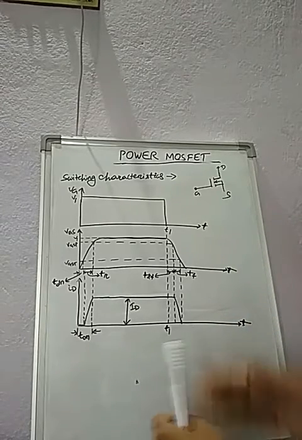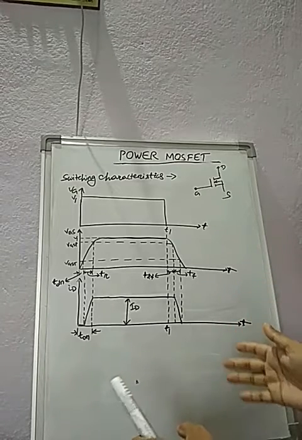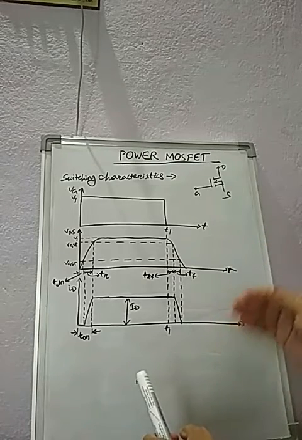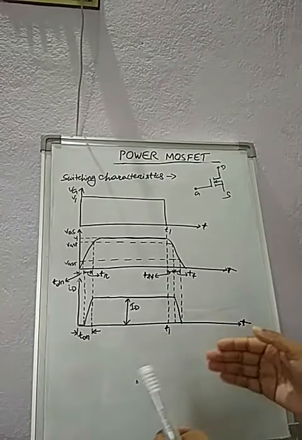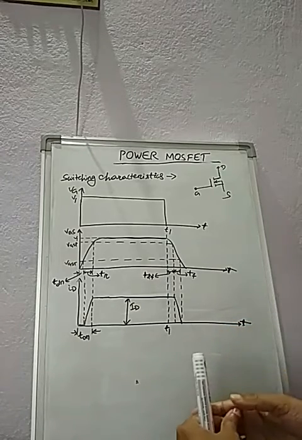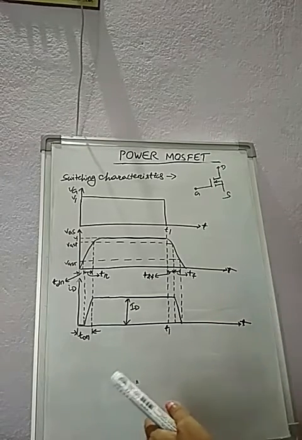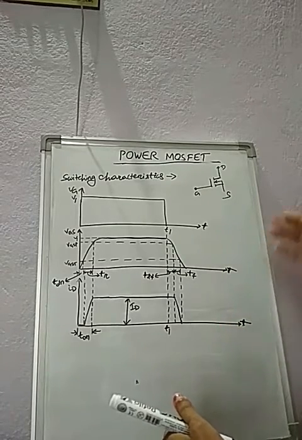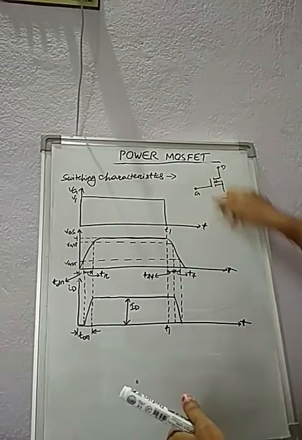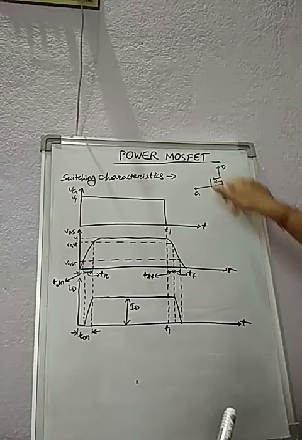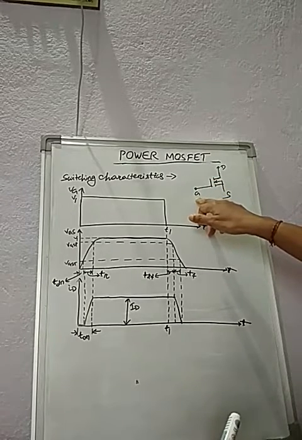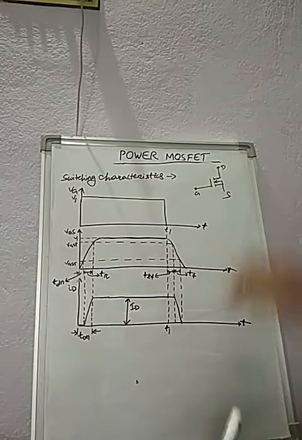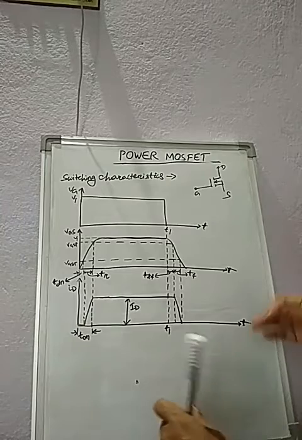The switching characteristics of power MOSFET are mainly influenced by the internal capacitance of the device and the internal impedance of the gate drive circuit. The internal capacitance means the internal capacitance of the MOSFET device, and the internal impedance is that of the gate source circuit or the gate drive circuit. This is the gate drive circuit: when we apply VG voltage across gate and source, this forms a gate drive circuit. So what happens during turn on and turn off?